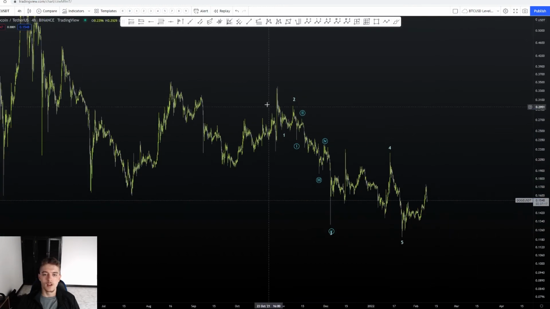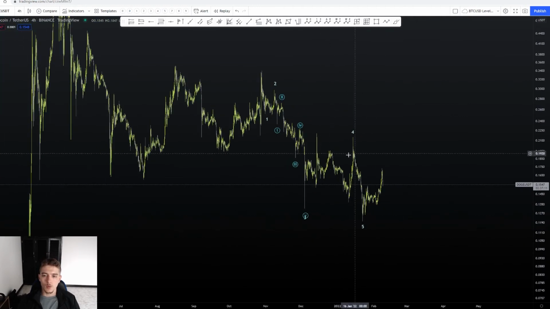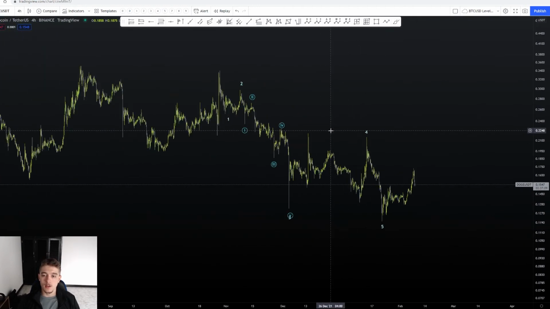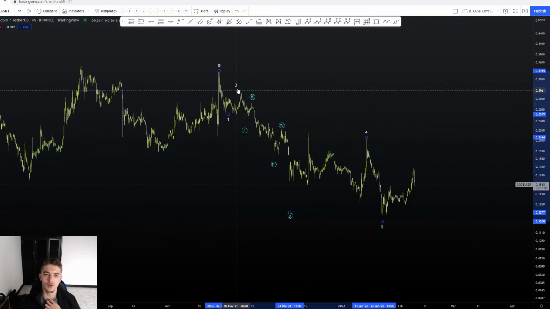We'd have to say the wave 1 is up here, this is wave 2, and we count down 1, 2, 3, 4, 5 for the wave 3. This would all be a wave 4. So the one downside is this wave 4 doesn't really have great symmetry with this wave 2. It's much longer than this wave 2.